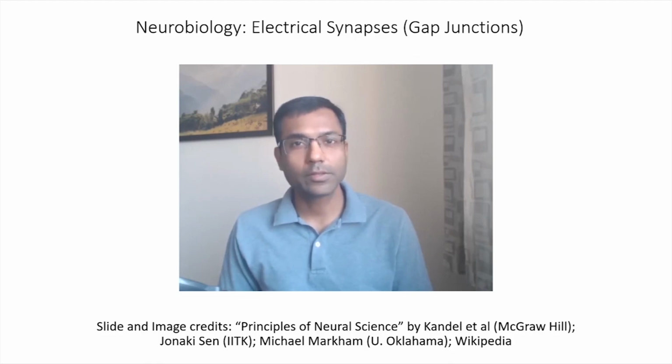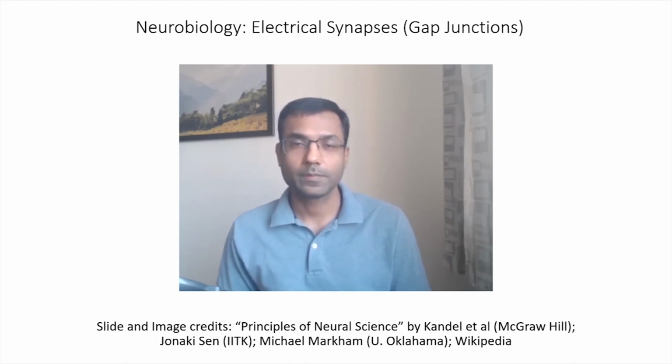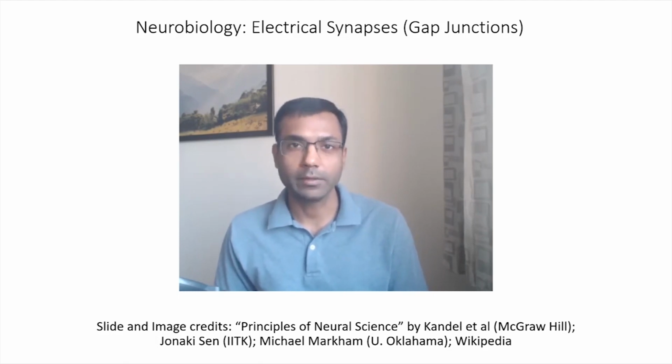In the last video, we started talking about the contacts between neurons, the synapses. We saw that there was initially some controversy on whether these synapses are chemical in nature or electrical in nature. And it turned out that in fact there are both kinds of synapses that are present in the brain.